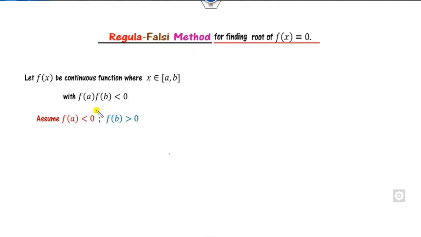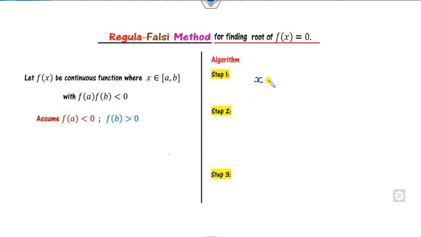What is the algorithm? You can assume either f(a) less than 0, or you can assume f(a) greater than 0. Both ways you can solve this problem. There's no problem about that. Then we have the 3-step approach. What is the first step? You can find the new root by using the equation of this on the interval (a, b).